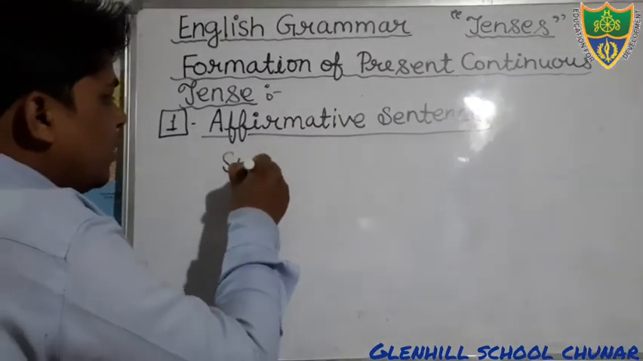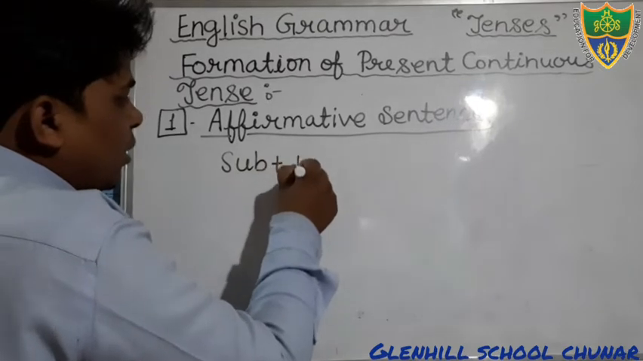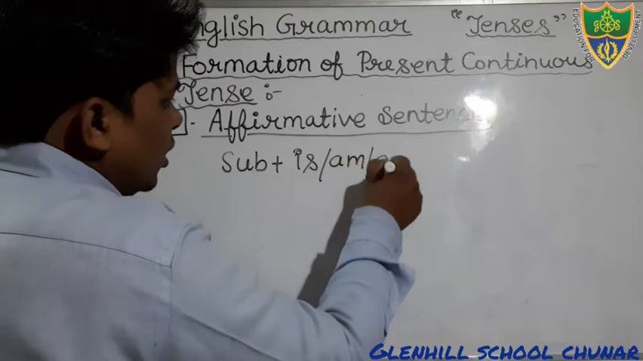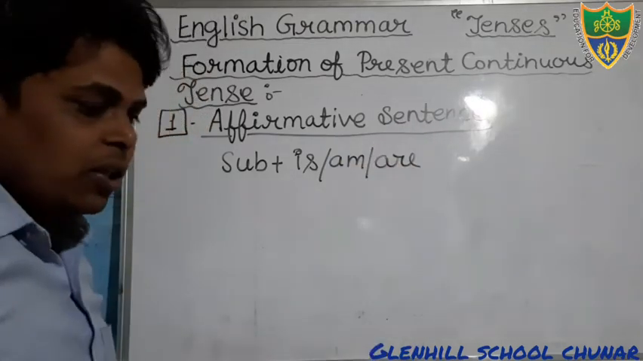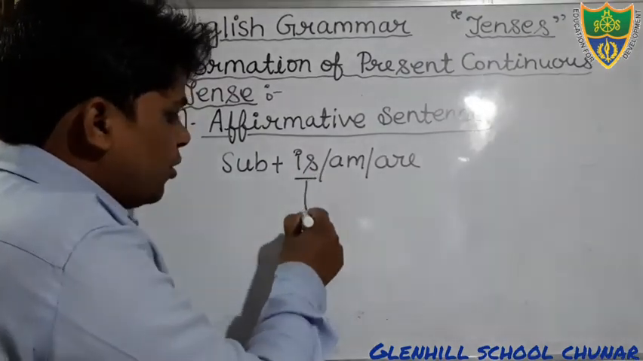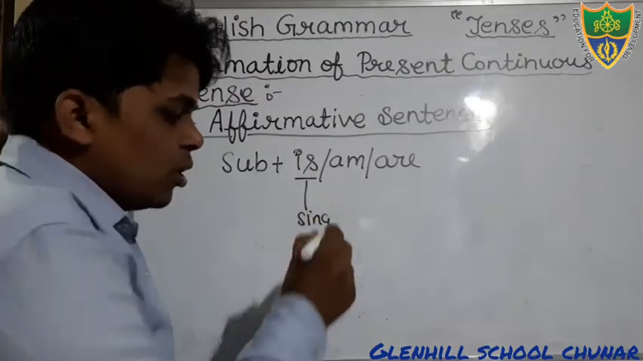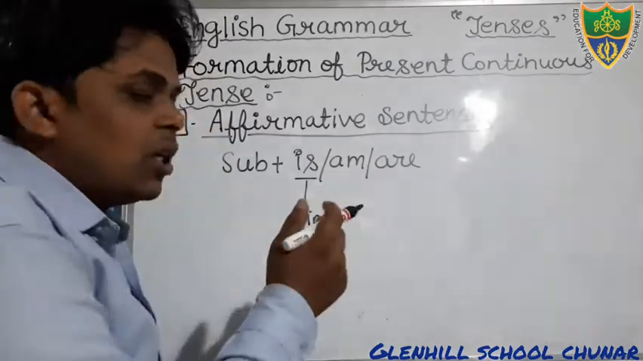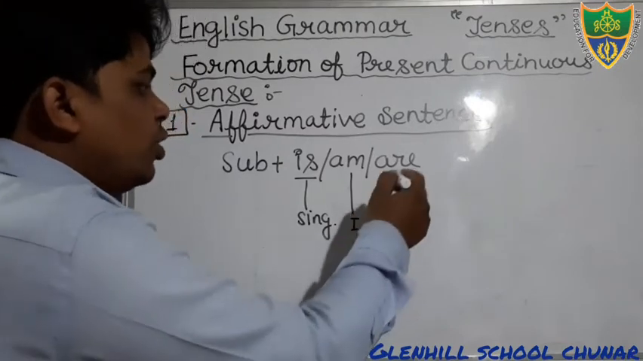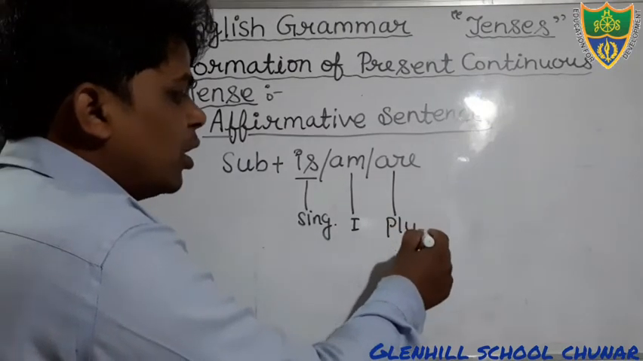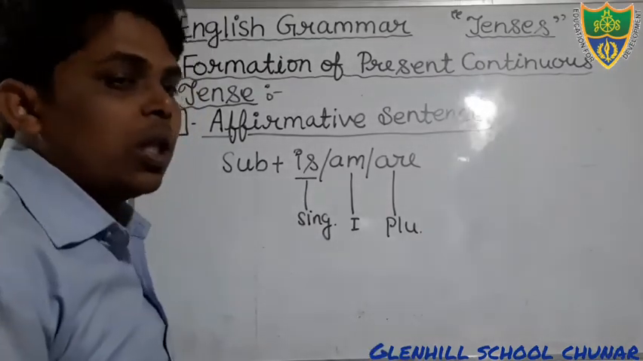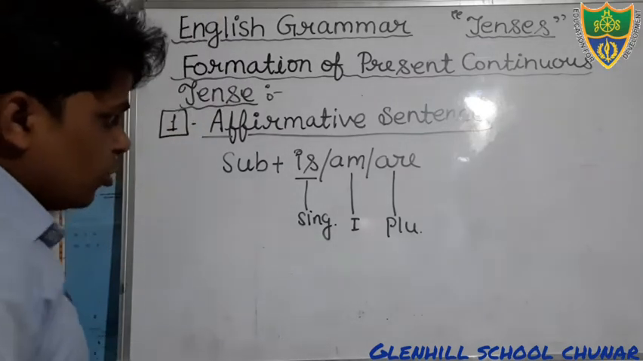Just here subject will be there. Okay, and then after helping verb is, am, are according to the subject. Okay students, just see here, we use is, keep in your mind, listen attentively, we use is with singular subject, he, she, it. Singular means that denotes only one thing. We use am with I, and we use are with the plural subject. Plural means that denotes more than one. Okay, and you, we, they, these are what? These are plural. So just see it, students.